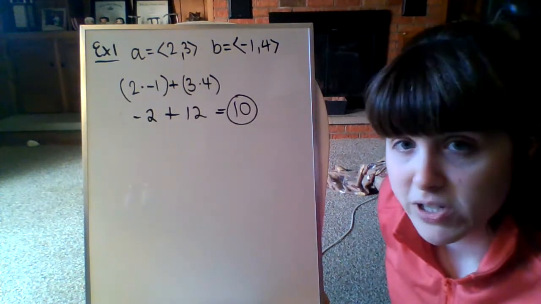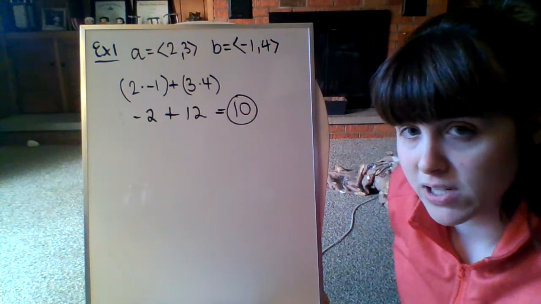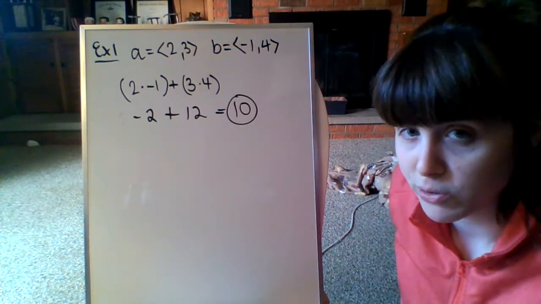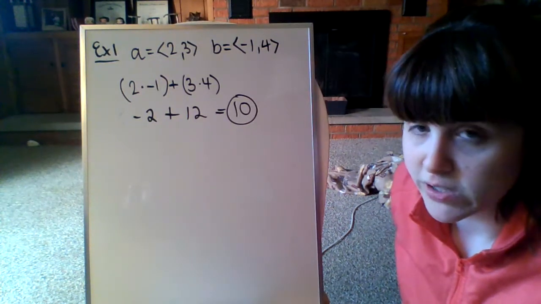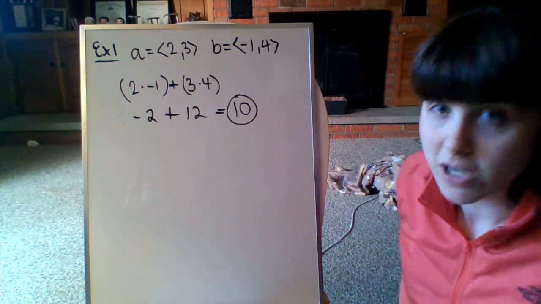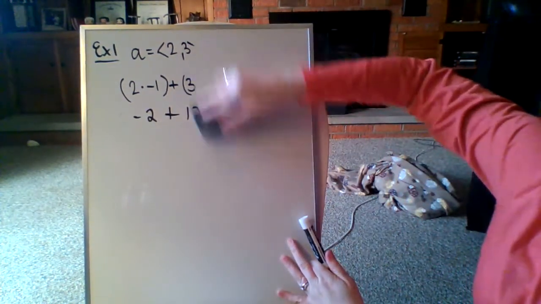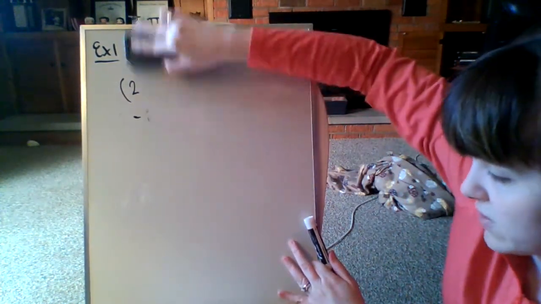Hopefully that's pretty straightforward so far. You take the first components from each vector and multiply them. Take the second components from each vector and multiply them. Then you add those two results together, and bam, dot product. Now we're going to try example 2. We're going to have 3 vectors, but don't worry, that's pretty straightforward too.